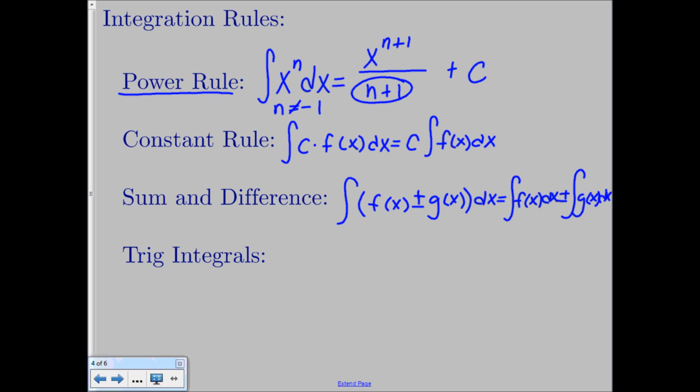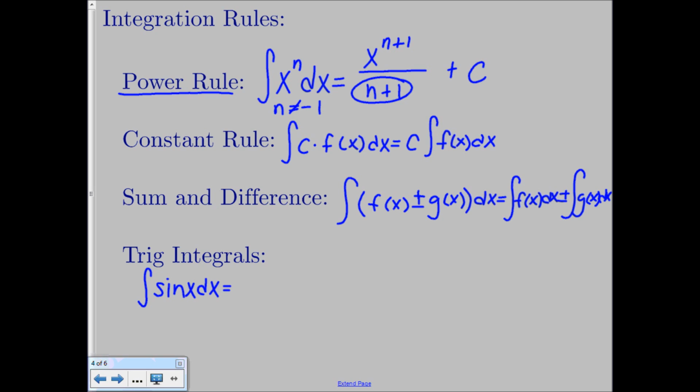And then the trig integrals, they're not so much rules as things that you need to memorize of how to work backwards. So we have 6 of them to go over, and these are something that maybe you want to make flashcards for, and just run through them every day until you get them in your head. So the first one we're going to do is the integral of sine of x dx.